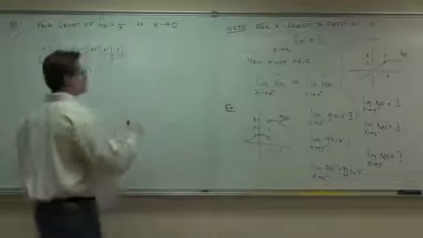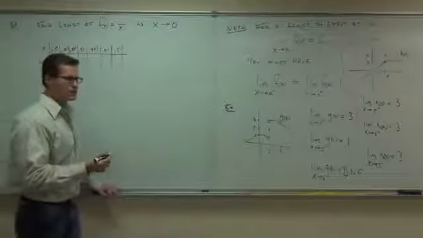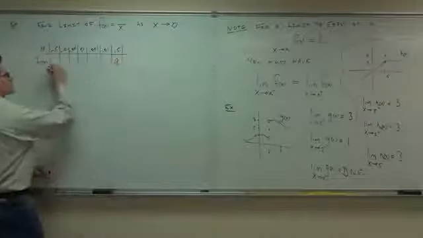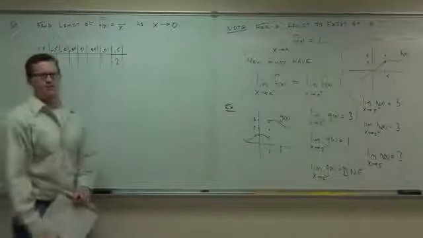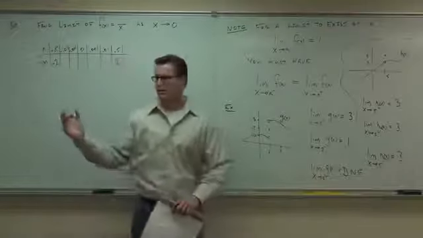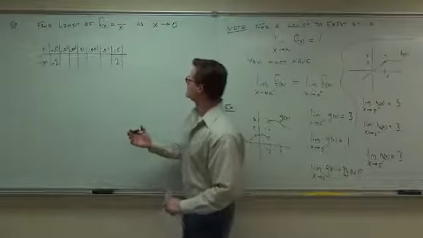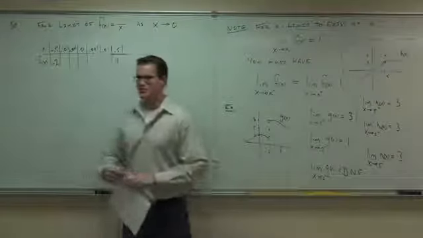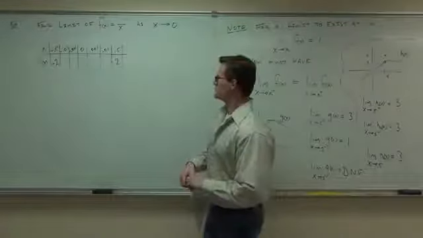So if you take 1 and you divide by 0.5, I'm hoping that you got 2. Did you get 2? And over here you probably got negative 2. Did you get negative 2? Good. So 2 and negative 2, very good.